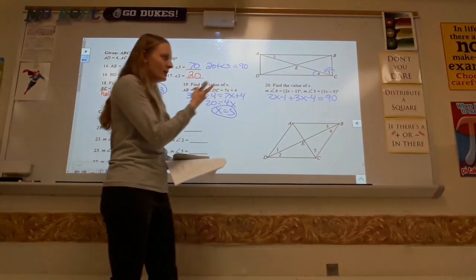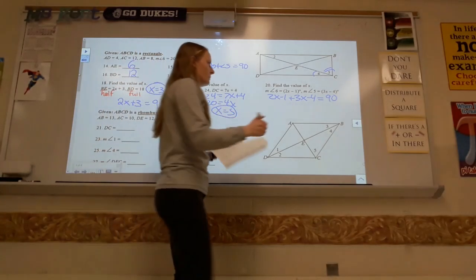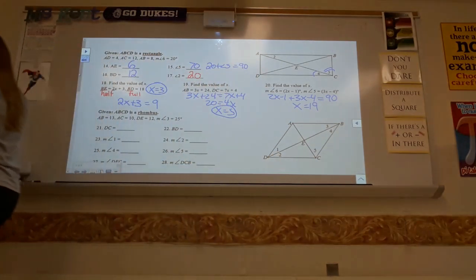So you just have to write that equation. They're complementary. They add together to equal 90, and then I'll let you guys do that algebra so I can move on. When you do the algebra, you should get 19. Okay? So that's our rectangle.